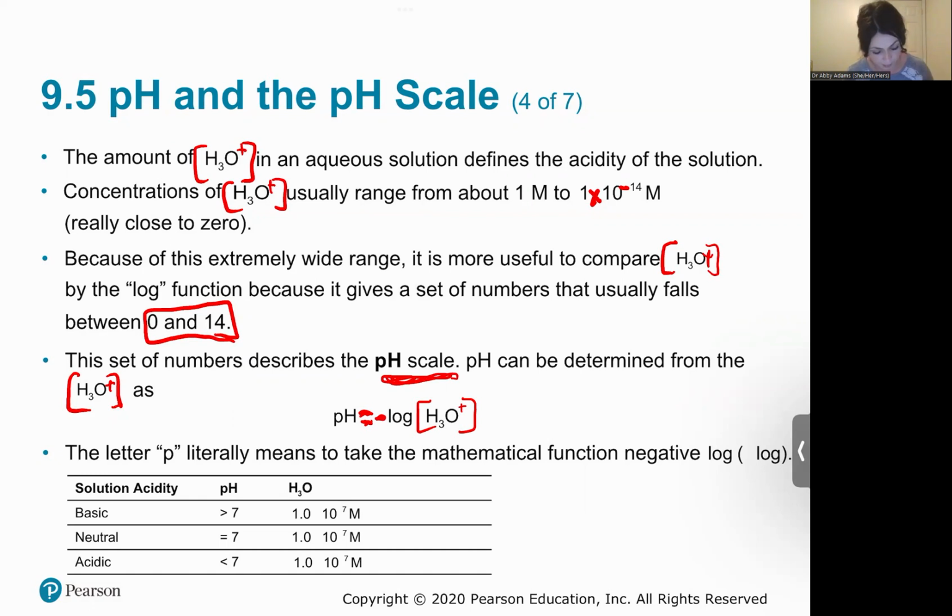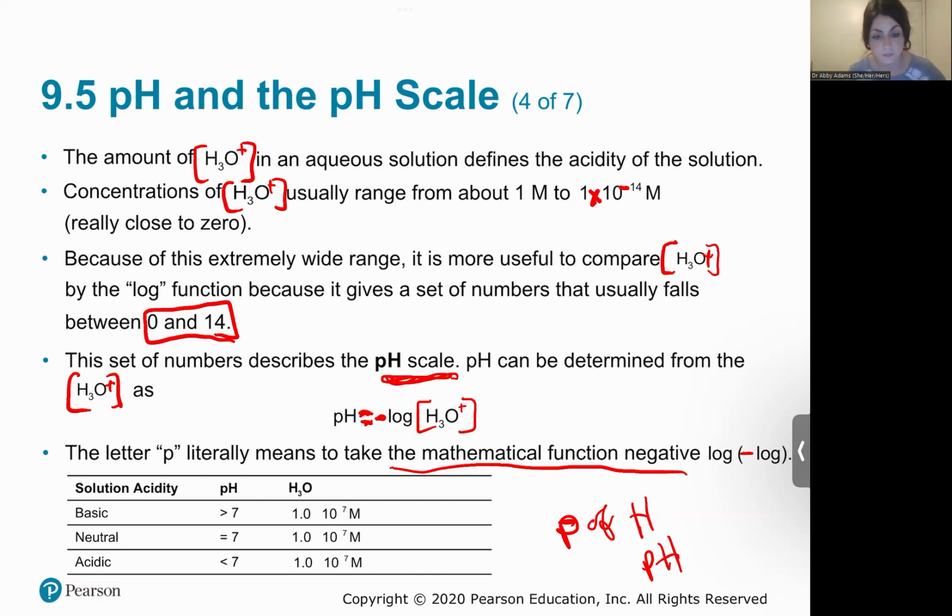So P is actually meant to take the mathematical function negative of log, right? So that's what the P actually stands for, and the H for pH is actually referring to hydrogen, right? So that's where the term pH comes from. So the negative log, so the P of H, pH. All right. And so that'll help you maybe to remember what equation you have to use.